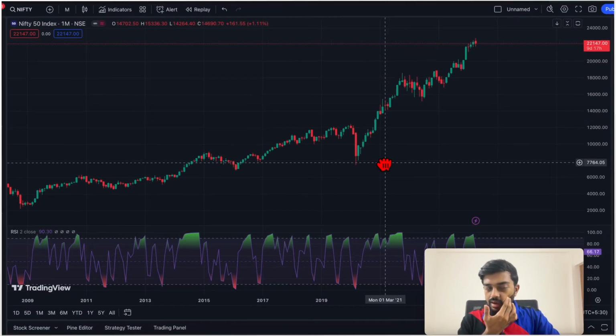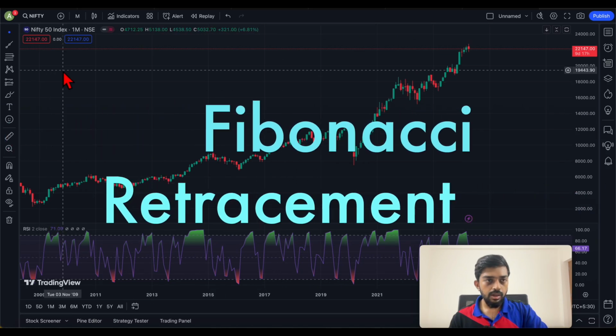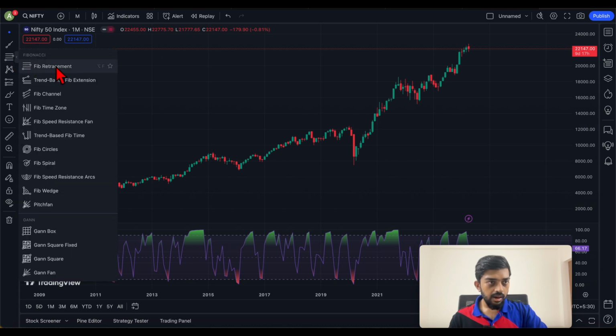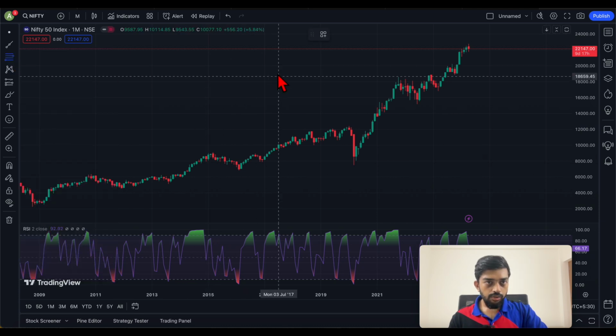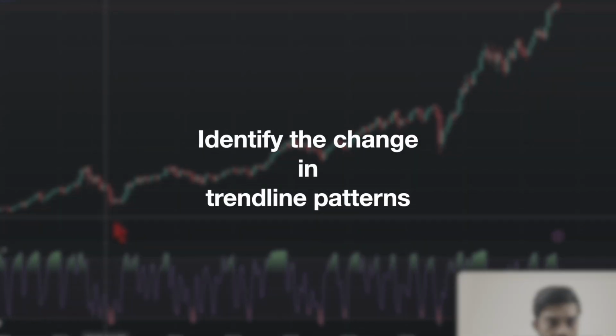The final method to identify the market dip is by using the Fibonacci retracement. Again, by using the icon in the left side of the trading window, you can click on this option and click on Fib retracement. Now the Fib tool is active. For using this indicator, we need to spot the changing trend lines.